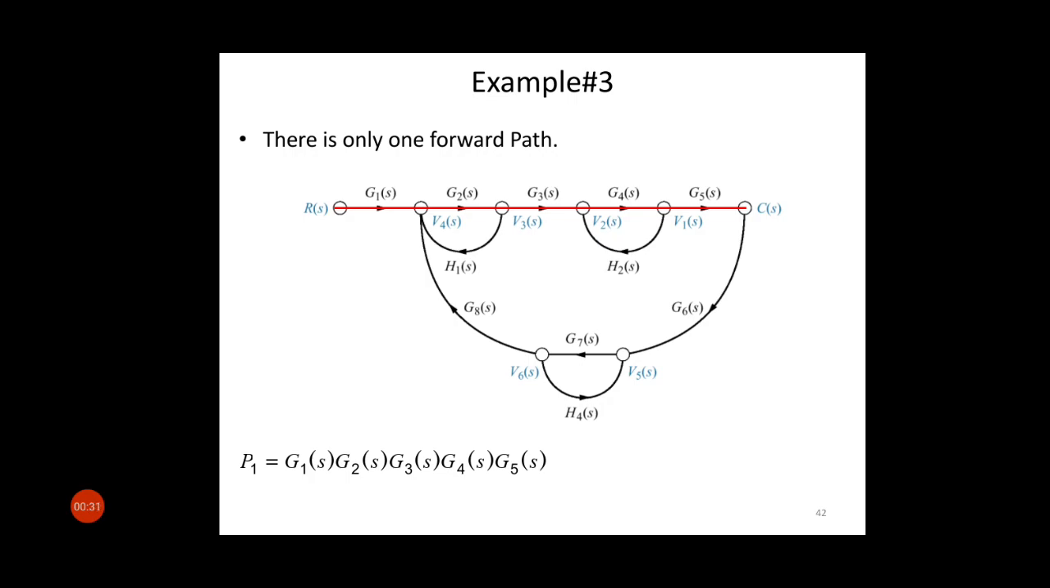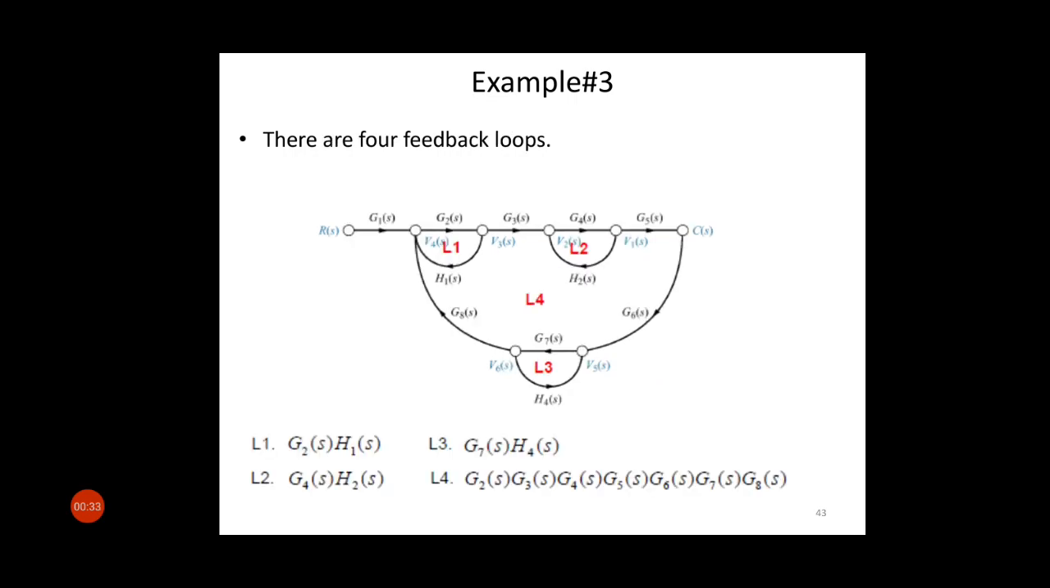G5. Next, check how many loops there are. There are 4 loops, indicated by L: L1, L2, L3, L4. The loop gains are: first loop G2 into H1, second loop G4 into H2, third loop G7 into H4, and fourth loop G2 into G3 into G4 into G5 into G6 into G7 into G8.